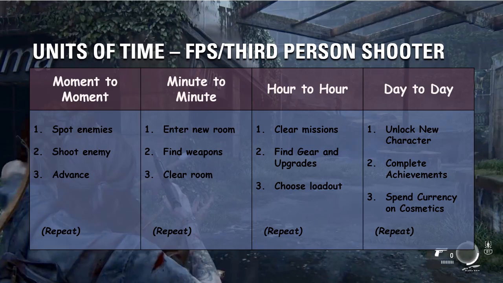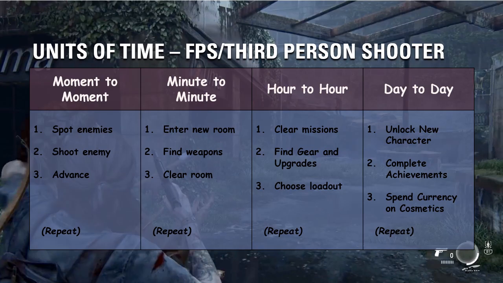So in this example, we see a typical third-person or FPS shooter game. It's no particular one, it's just an invented example, but typically moment to moment you might be doing something like spotting enemies, maybe deciding to shoot the enemies or avoid them, and then advancing through the level. Minute to minute, the longer term experience is I'm entering maybe new rooms and areas, I'm finding cool new weapons, and then I'm clearing rooms, maybe using those cool new weapons too. Hour to hour, it's these longer term objectives, clearing missions, maybe finding gear and upgrades, and then choosing maybe a new loadout to try in the next mission.